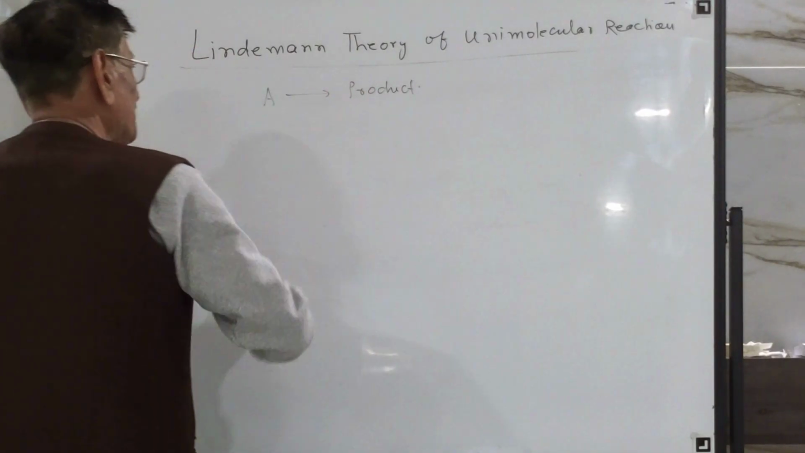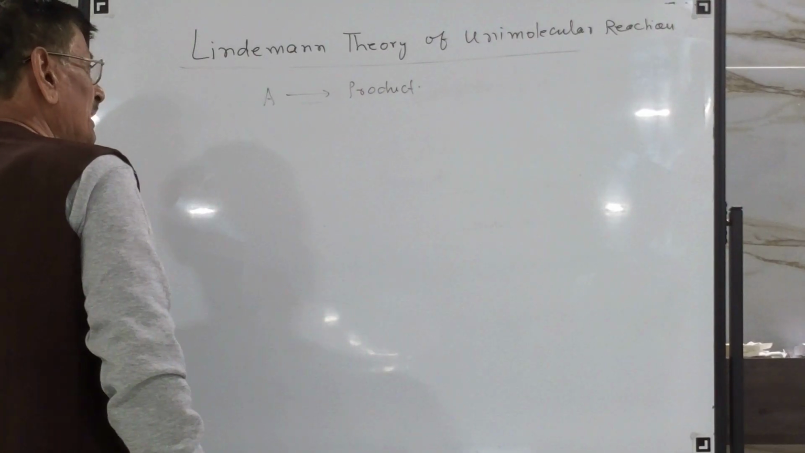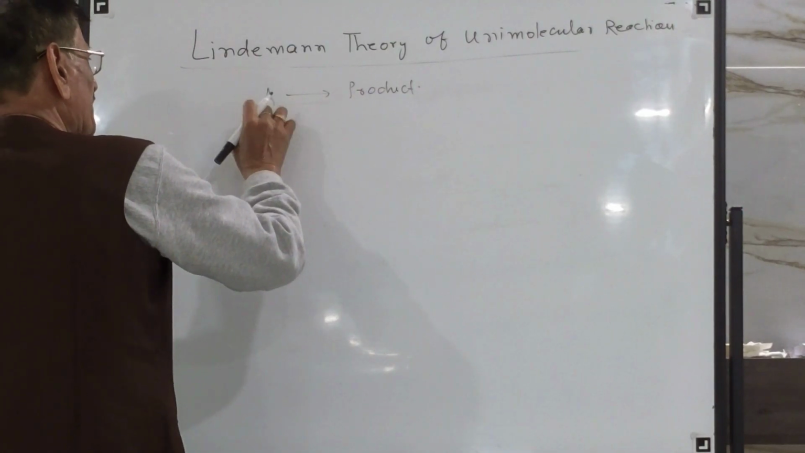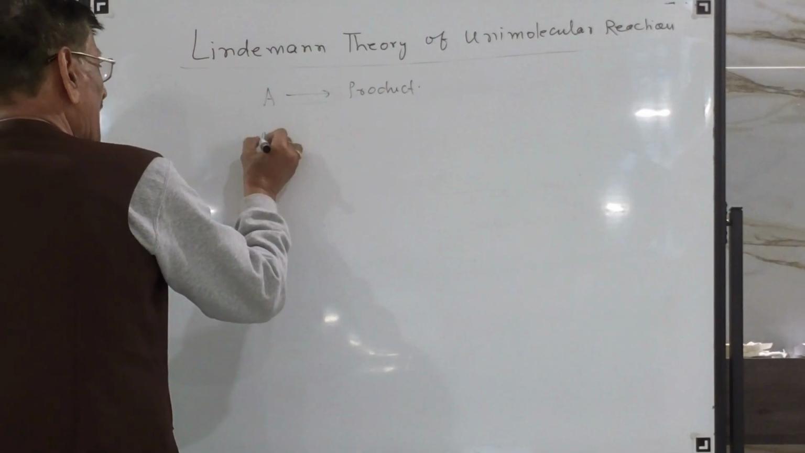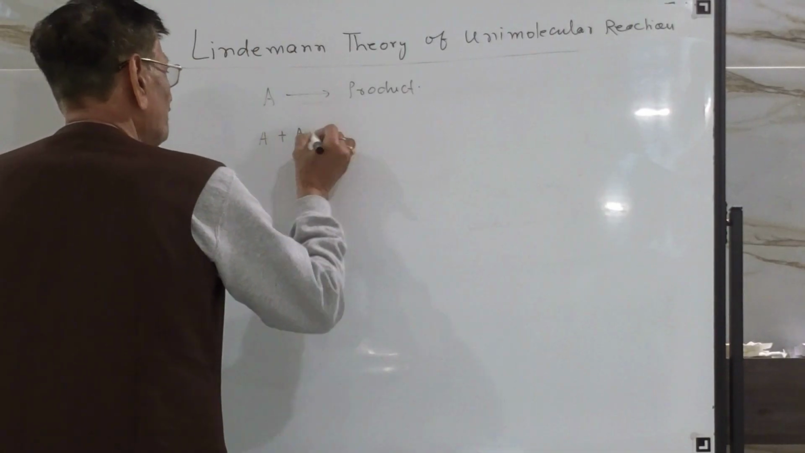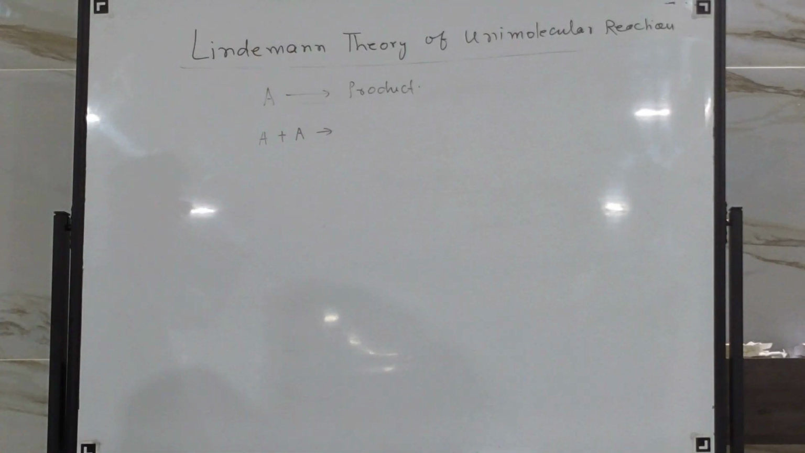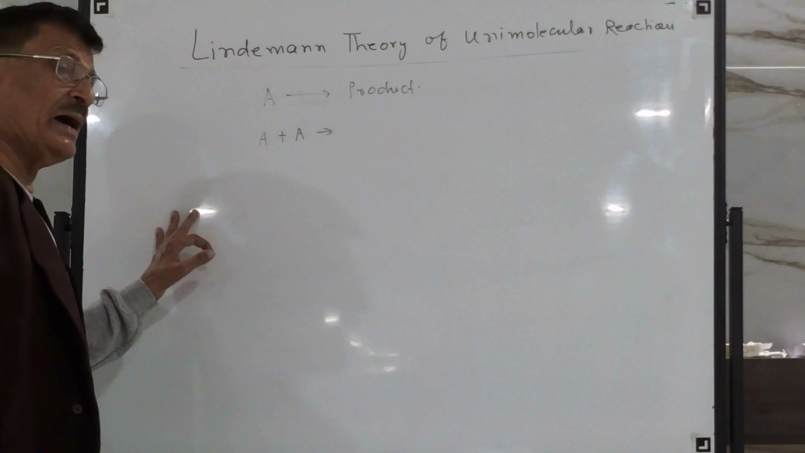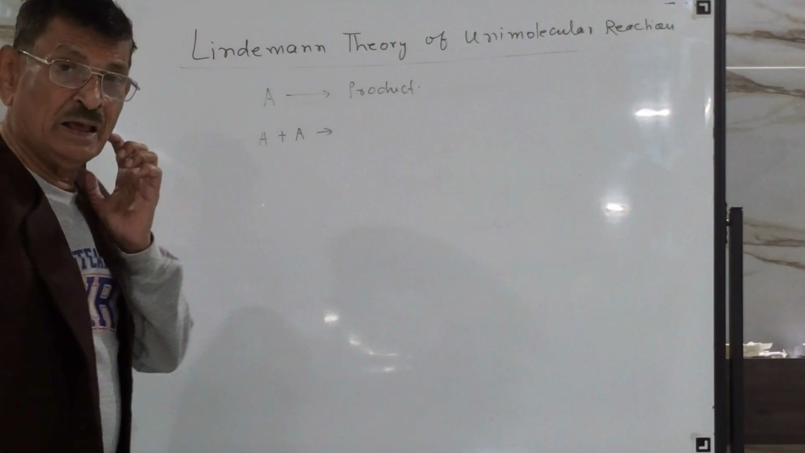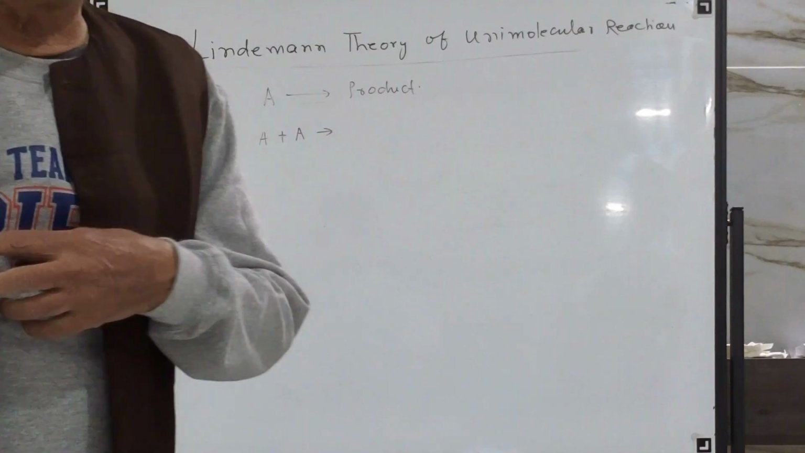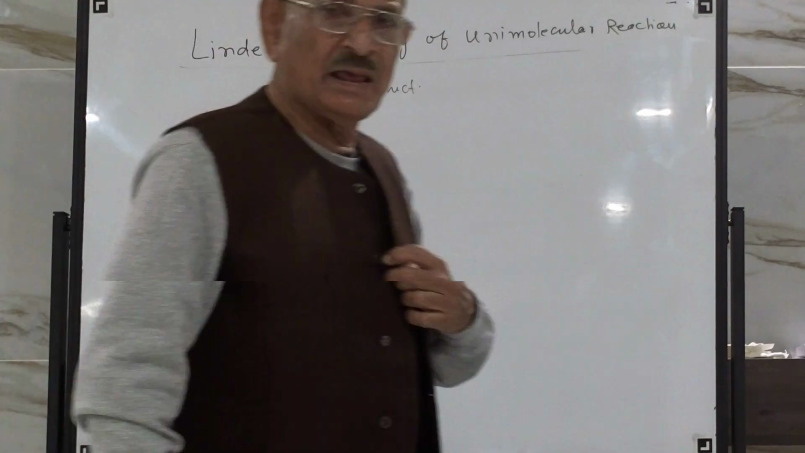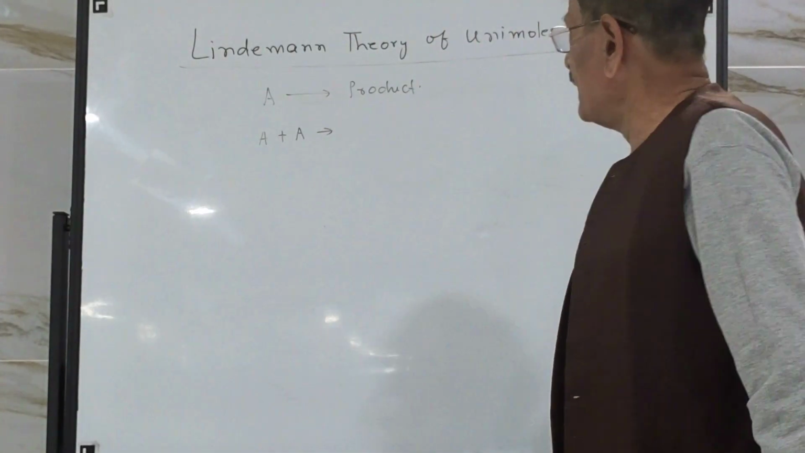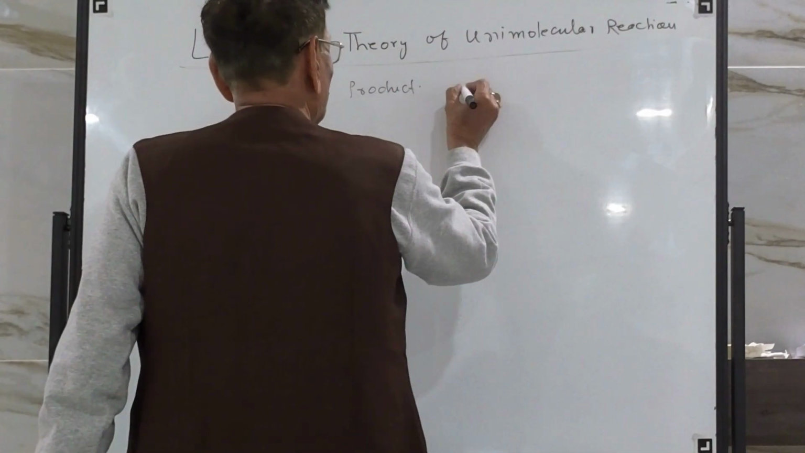Now, although this reaction is first order, the rate of reaction varies as the first power of the concentration of A, this reaction also occurs by collision between two molecules of A. So a unimolecular reaction also occurs by bimolecular collision. Then the question arises: if it occurs by bimolecular collision, then the order of reaction should be two. But here the order is one.